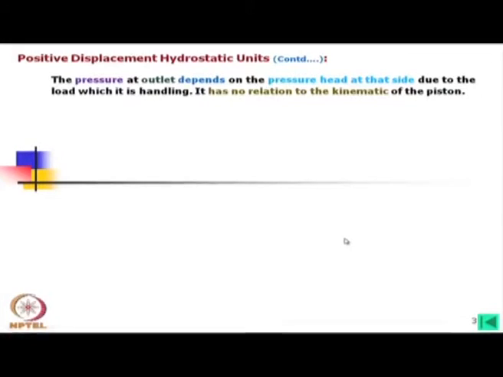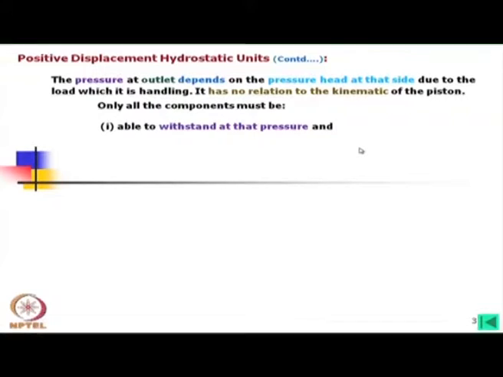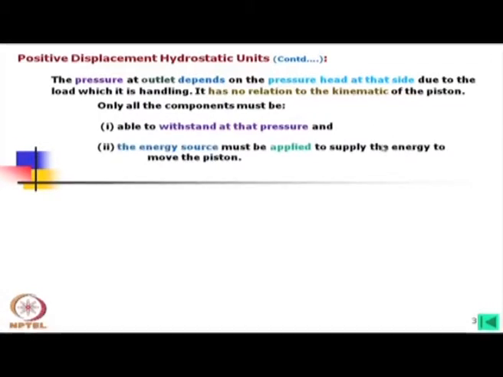Now, one thing I would like to mention is that in this lecture we are talking mostly about incompressible fluid, that is mostly the hydraulic units. As it is not pumping the pressure, pressure is being experienced at the outlet. So, the component should be able to withstand that pressure and take the loads, and the energy source must be applied to supply the energy to move the pistons. This means that if there is a pressure outside, the energy must be sufficient to generate that much pressure.